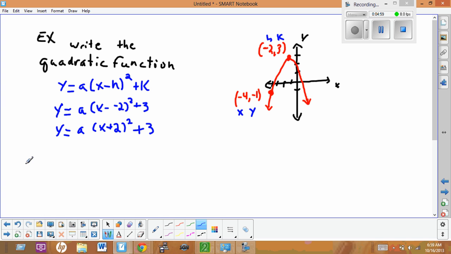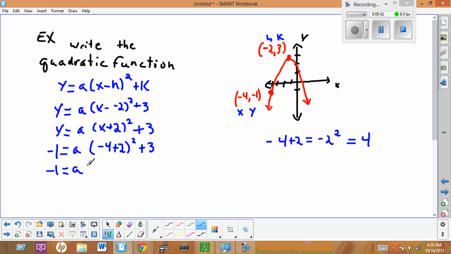So let's go ahead and do that. Let's substitute in the y, which is -1, is equal to a times our x, which is negative 4, and with some simplification here, I'm going to go over and do some side work. That's negative 4 plus 2 equals negative 2, and then it's squared, so I'm going to square it. That leaves me positive 4. So this (negative 4 plus 2) squared is simply positive 4. So substituting that back in, negative 1 is equal to 4a plus 3.